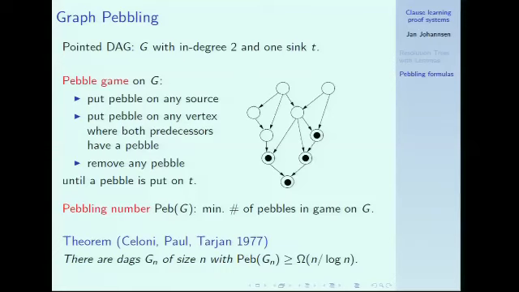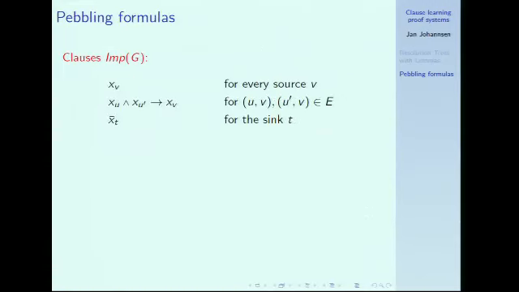So from this pebbling principle, you can build a formula. First of all, it's a very simple formula, the implication graph formula for the graph. If you have such a graph, then you have the axiom saying you can put a pebble on a source.